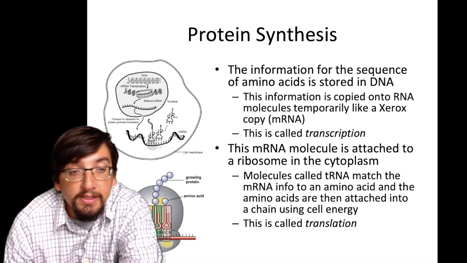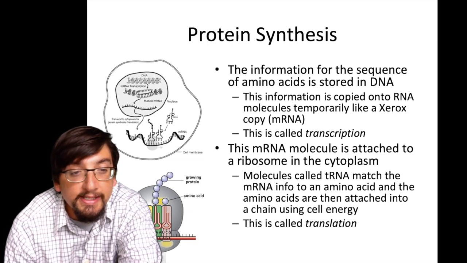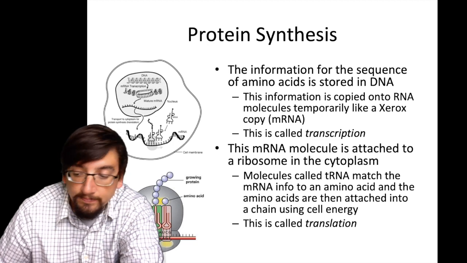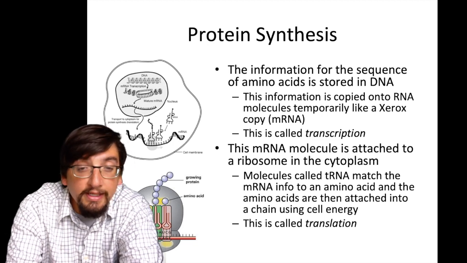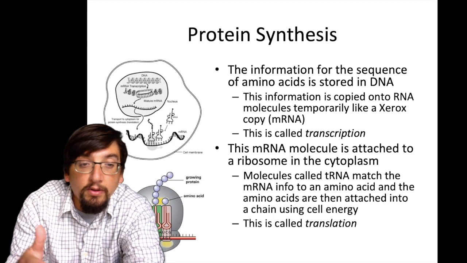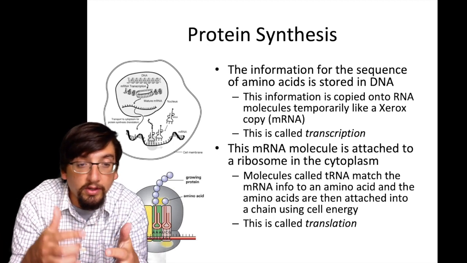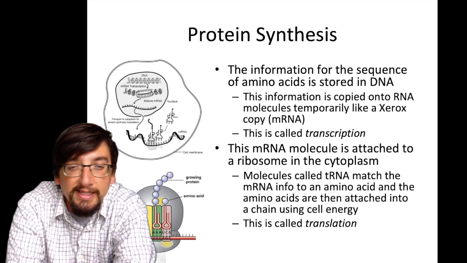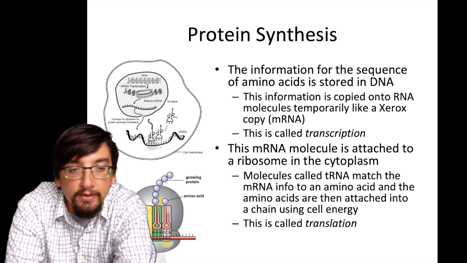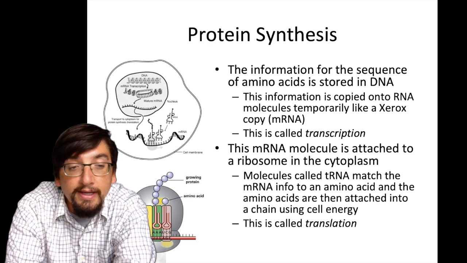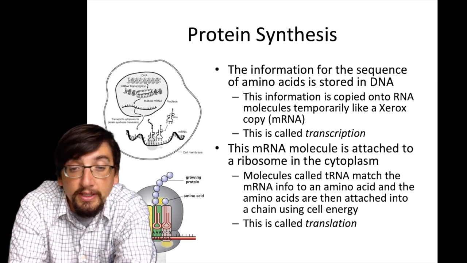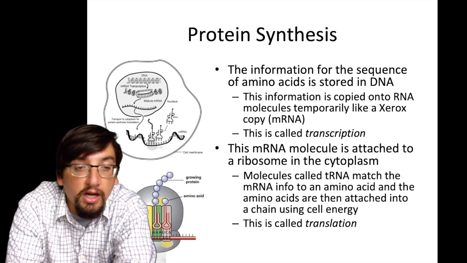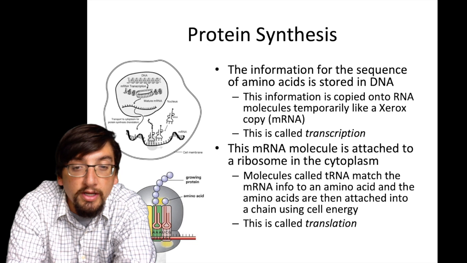And so what happens is that the DNA has to stay in the nucleus of the cell. It can't come out. And so the DNA information is copied. The DNA molecule actually opens up and an RNA molecule is built that matches it. That RNA molecule, called mRNA, is like a Xerox copy. It's a temporary copy and it will break down after a while. The DNA obviously doesn't break down because it's irreplaceable. This process is called transcription. So transcription is just the copying of the DNA information onto an RNA molecule.